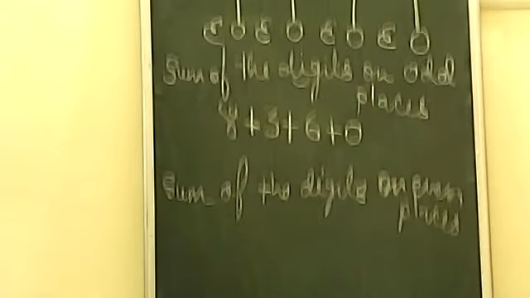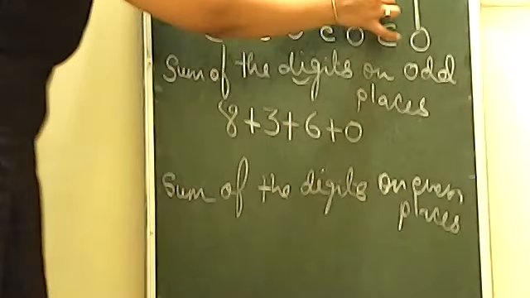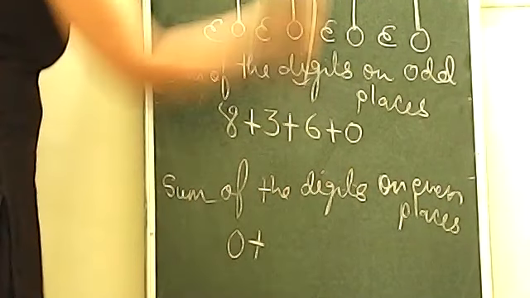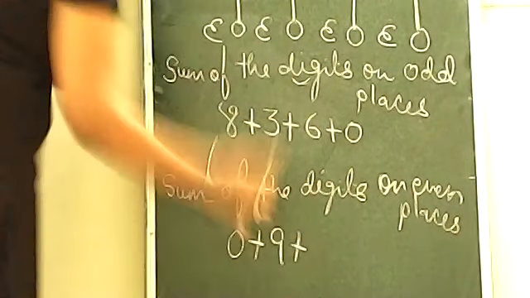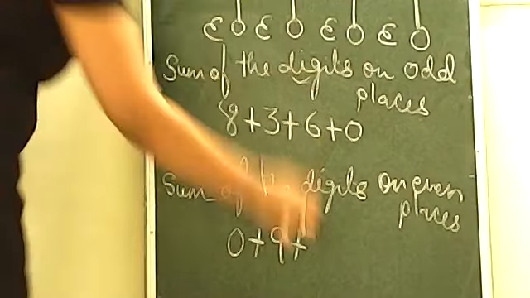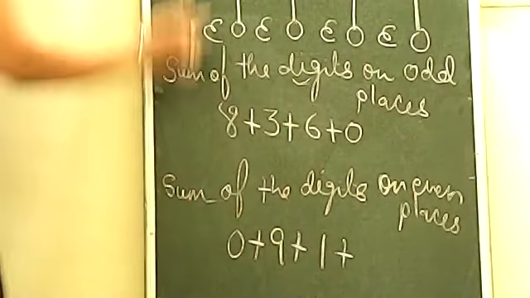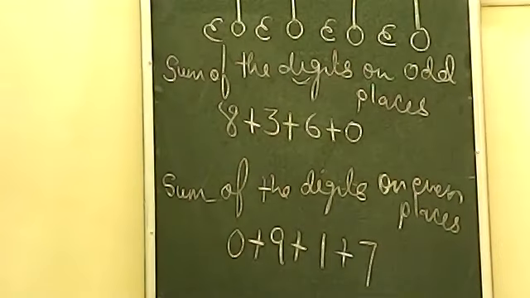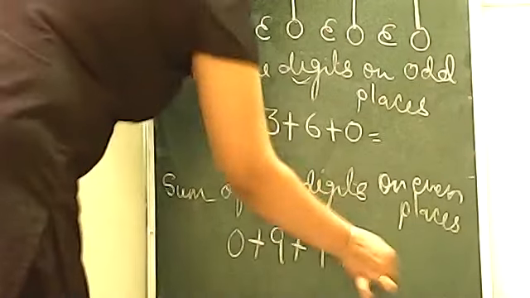Now look here. For even, the first number written here is 0. The second number is 9. Then the third number we have written here is 1. And then the next number written here is 7. Okay? Now what do we have to do? Just take the sum from it. Now I am taking the sum from here.